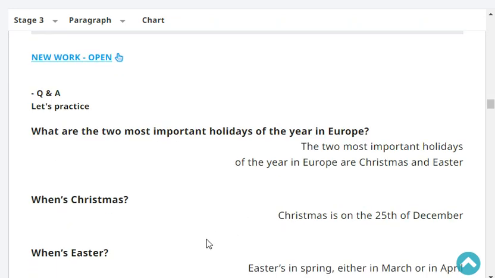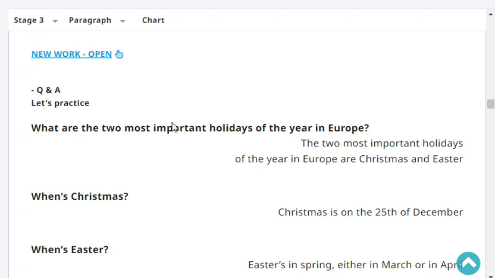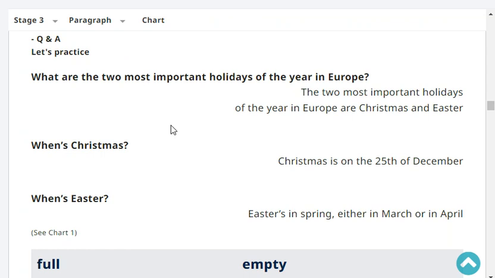What are the two most important holidays of the year in Europe? The two most important holidays of the year in Europe are Christmas and Easter. Very good. When's Christmas? Christmas is on the 25th of December.